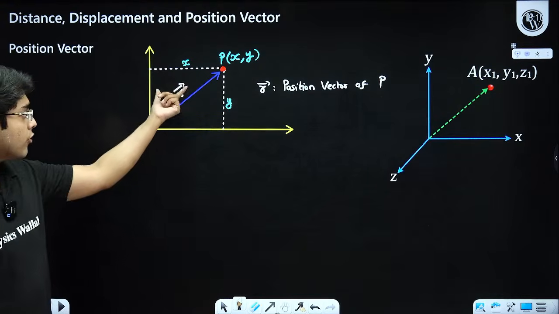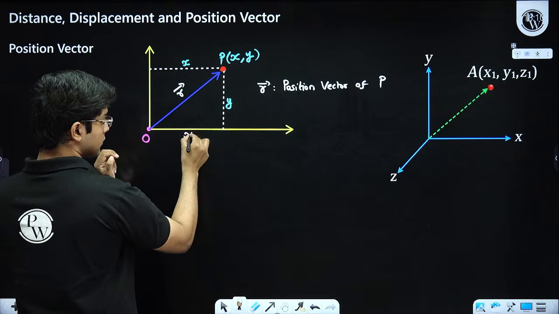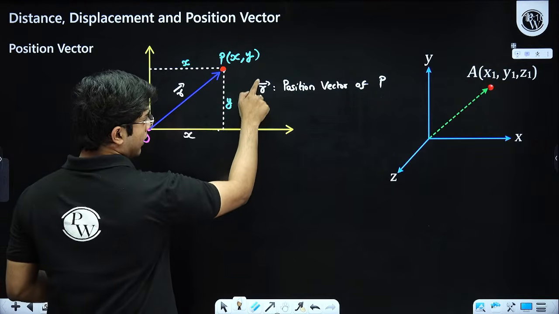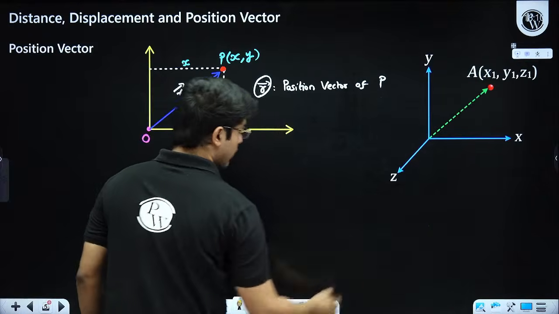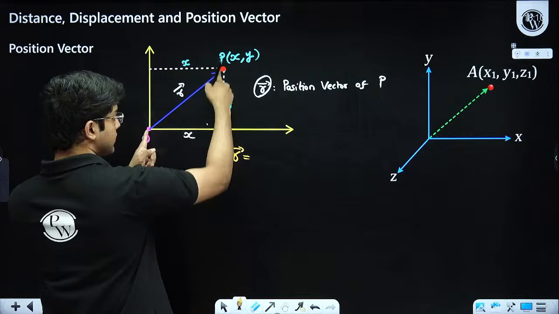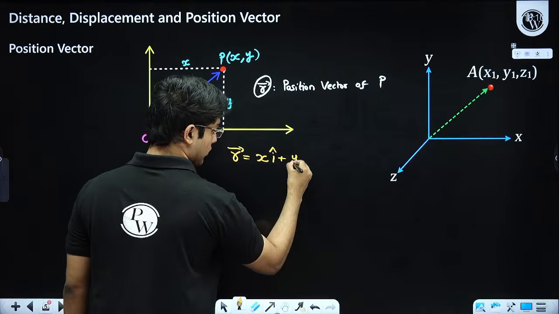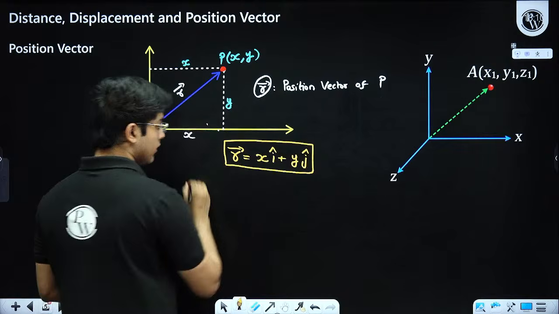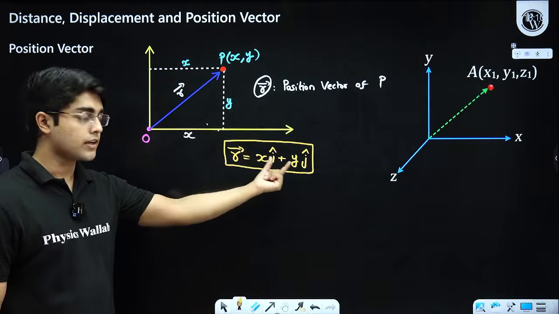Now in the last class we covered vectors, right? So if I know the x component of R, which is x, and the y component of R, which is y, I can write down R vector in terms of i cap and j cap. So if I know the x and y coordinates, I can also write the position vector as x along the i cap and y along the j cap. This vector is the position vector.